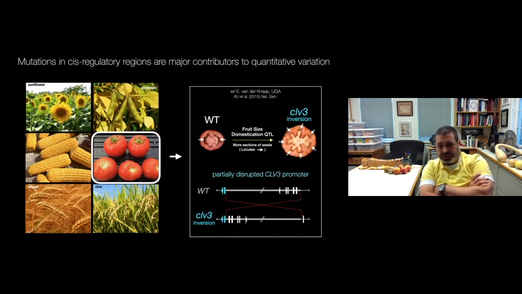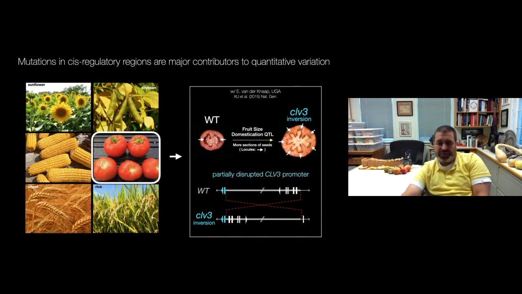So here I'm going to show you an example of tomato from a number of years ago where we collaborated with a group at the University of Georgia to show that a natural mutation in a cis-regulatory region, in this case the promoter of a stem cell regulating gene known as clavata3, gives you a moderate allele where you don't completely disrupt the entire function of the gene, such that it results in an increase in the number of sections of seeds in the fruits known as locule, but not in an extreme way. And this results in increased fruit weight.